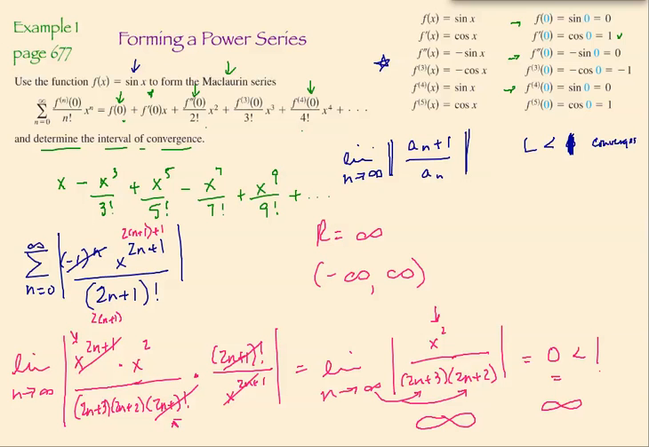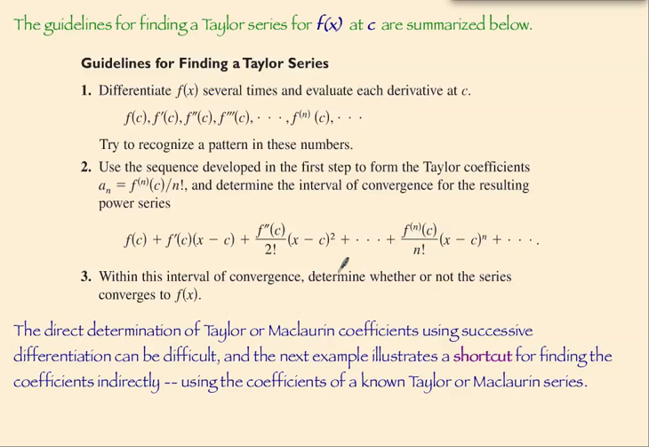Okay, we're almost done, boys and girls. Now we're going to look at guidelines for finding a Taylor series. Differentiate f of x several times: first, second, third, fourth derivative, and evaluate at c. Try to recognize a pattern, so that you can come up with the nth general term. Use the sequence developed in the first step to form the Taylor coefficients. Bam, bam, bam. Then within this interval of convergence, determine whether or not the series converges. So there you have it.